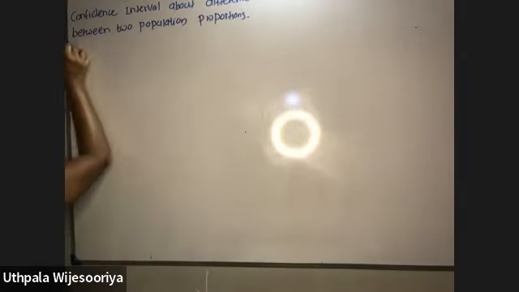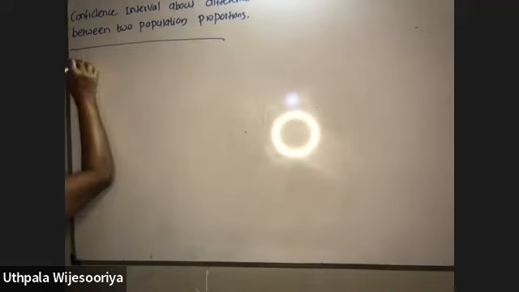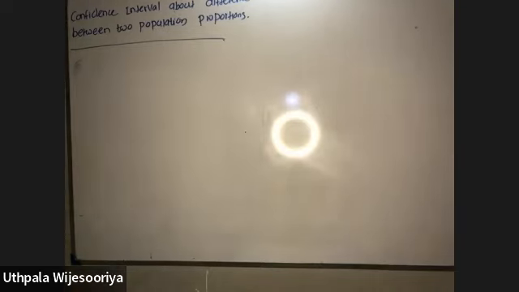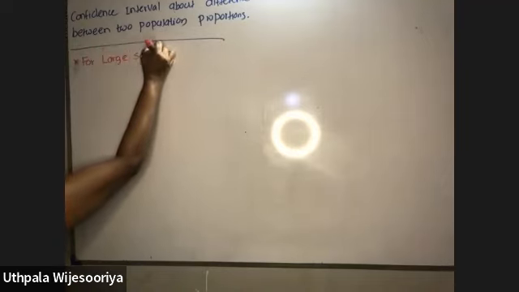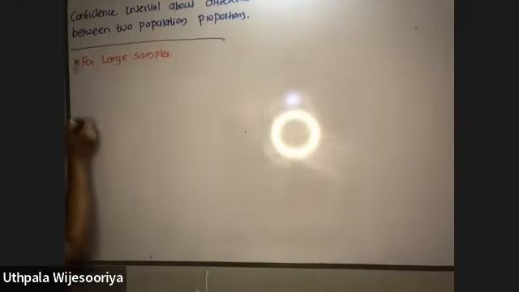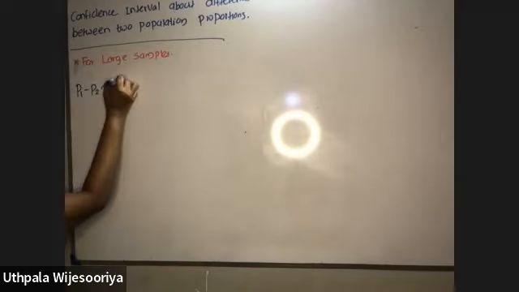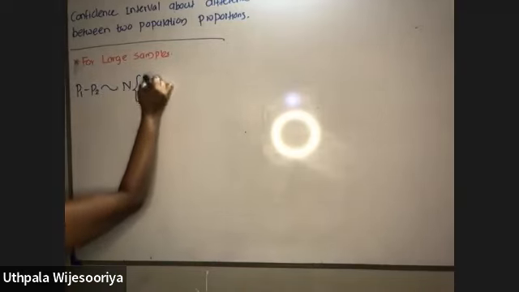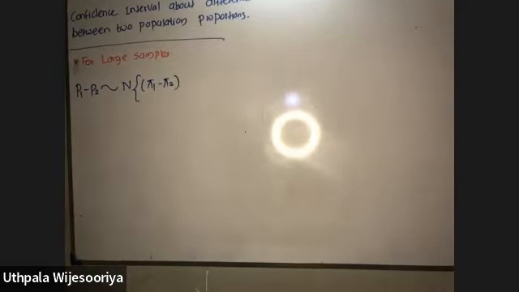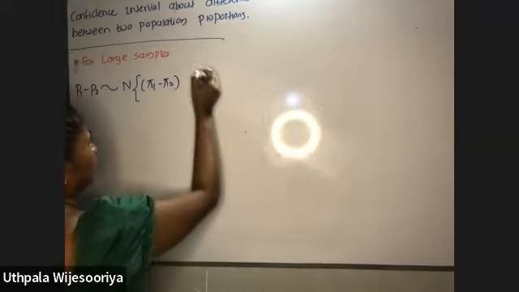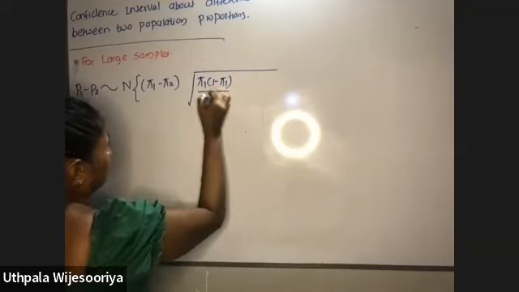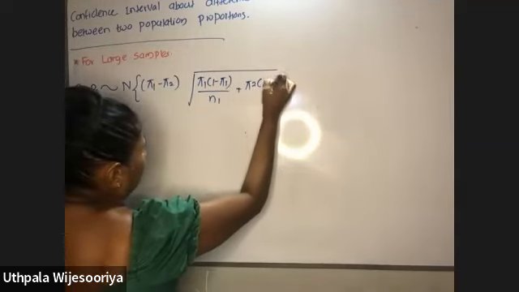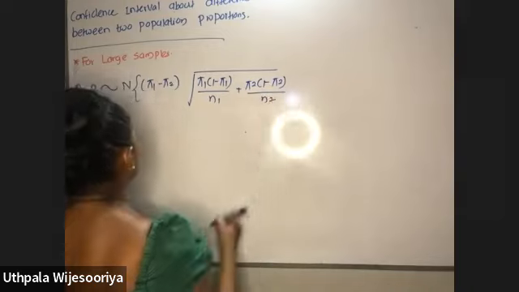What is the sampling distribution of P1 minus P2? For large samples, the sampling distribution of P1 minus P2 is normally distributed with mean pi 1 minus pi 2. So what is your standard error? Pi 1 into 1 minus pi 1 over n1 plus pi 2 into 1 minus pi 2 over n2. Then we have the standard error.